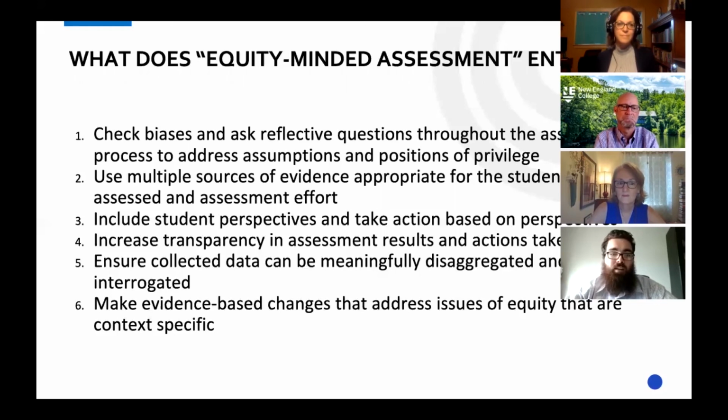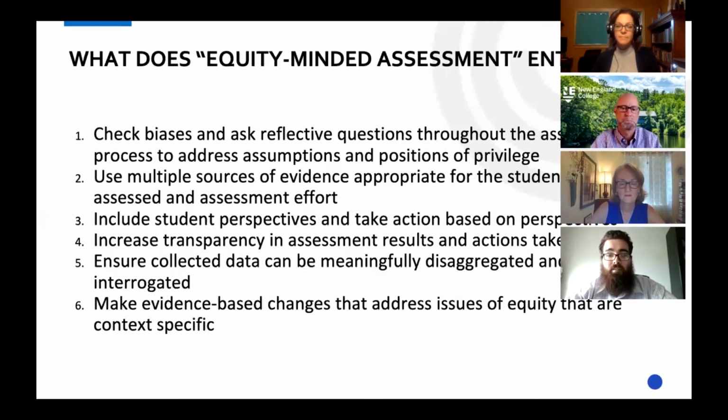Second, we have to utilize multiple sources of evidence, which is good assessment practice, right? It's been heralded in the literature as good assessment practice. But we also have to go a little further than that and make sure that these sources of evidence are appropriate for both the students being assessed and the focus of the assessment effort, right? And one way that we can ensure that our assessments are appropriate for the students that we serve is by including students' perspectives throughout the assessment process.